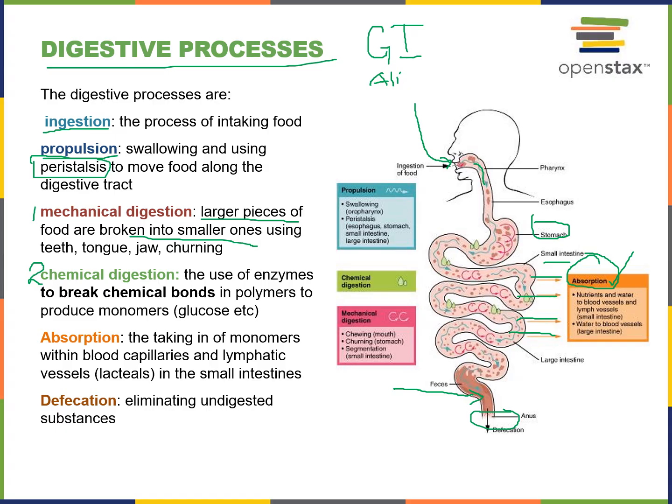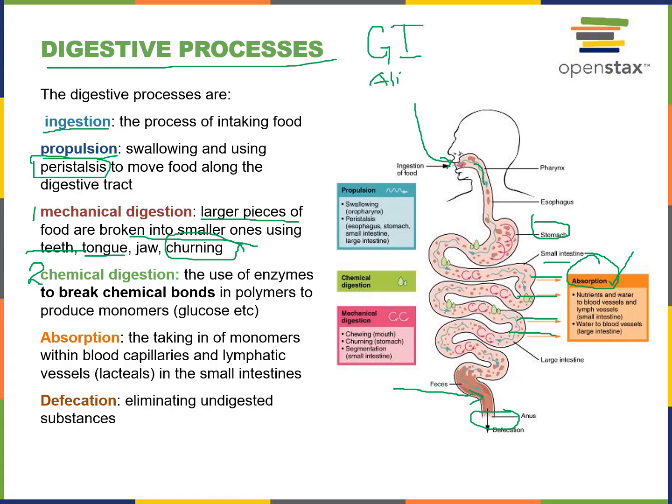Teeth aren't the only thing that can help with mechanical digestion. The tongue is a very muscular organ. It helps to move the food around. Saliva helps to moisten the food. The jaw, we have muscles like the masseter for opening and closing. And in the stomach, we will see that the stomach actually does a lot of mixing, something that is called churning. So watch for the new terms.